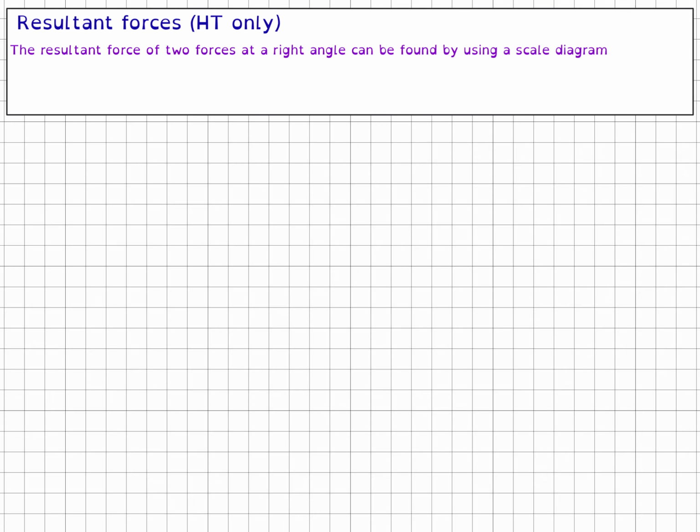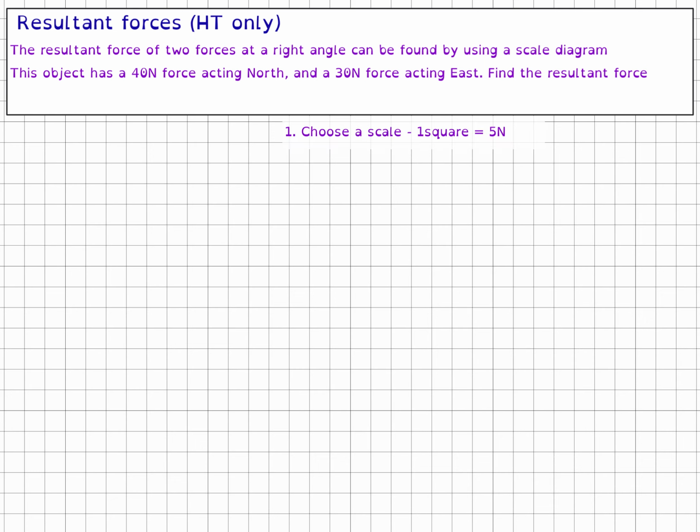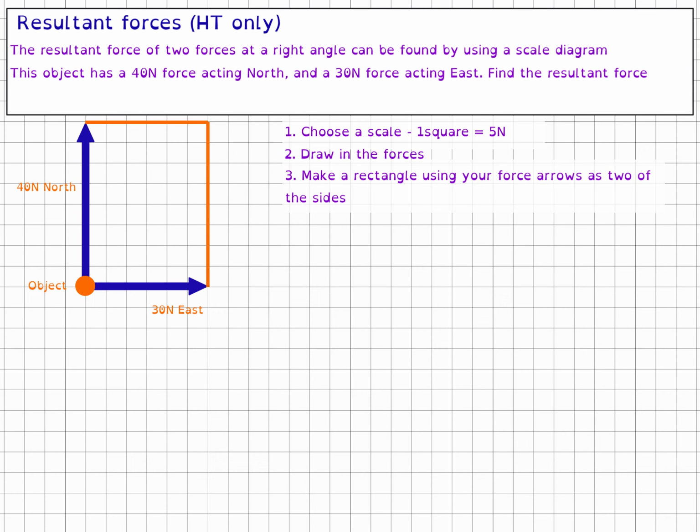The resultant force of two forces at right angles can be found using a scale diagram. In this question, the object has a 40 Newton force acting north and a 30 Newton force acting towards the east. You need to find the resultant force. First, choose a scale. 1 square equals 5 newtons, for example. Draw in the forces. Make a rectangle using your force arrows as 2 of the sides.